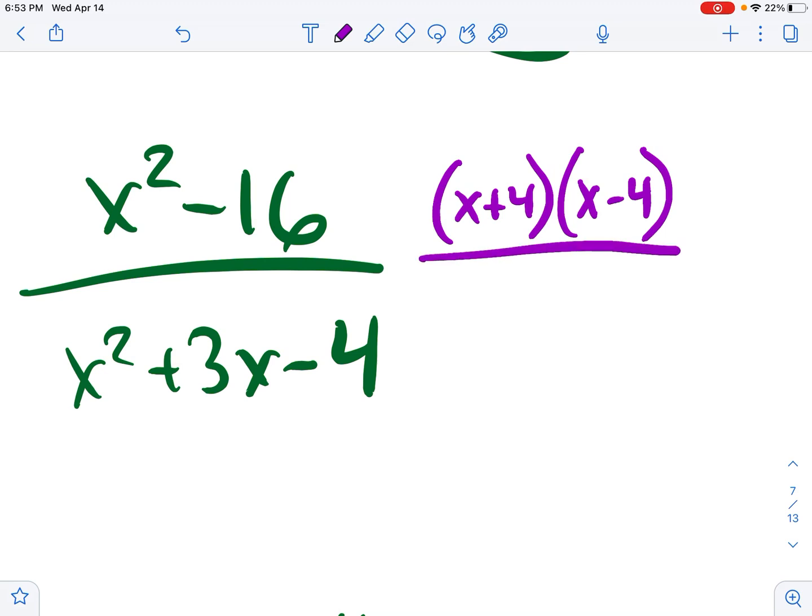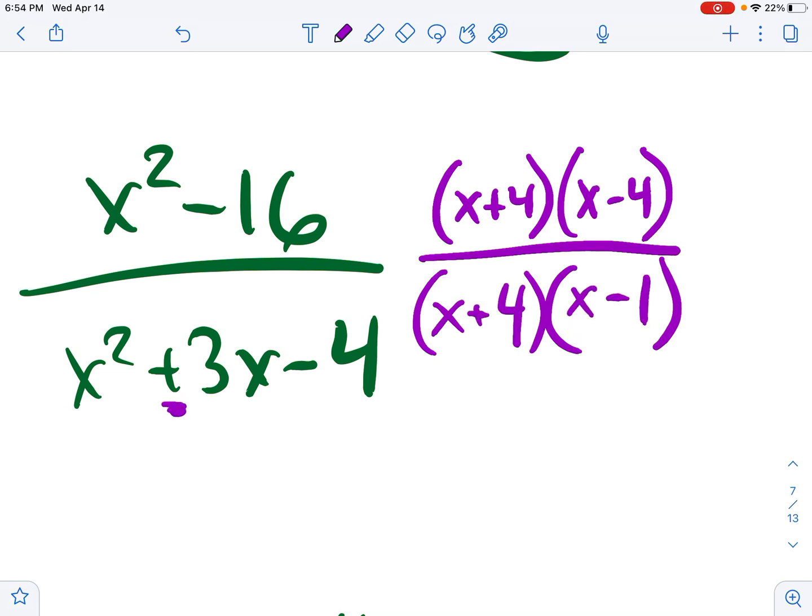So this first one is a dots. And this next one, I need to figure out how to factor this. So I need a positive 4, because this is a positive value, a negative 1, and let me just check by foiling. X squared, negative 1x, plus 4x, cool, and then I get a negative 4. Okay, good, so I'm all set.